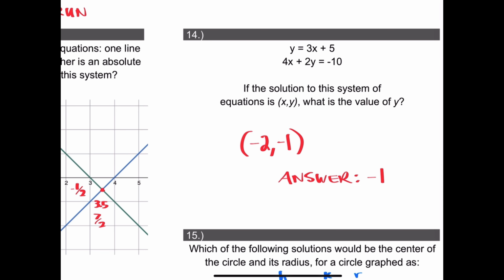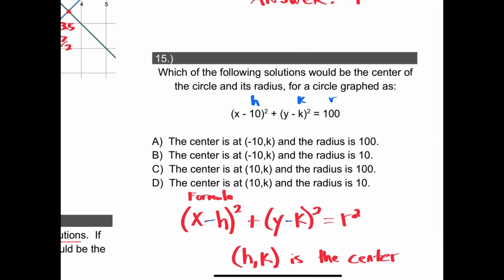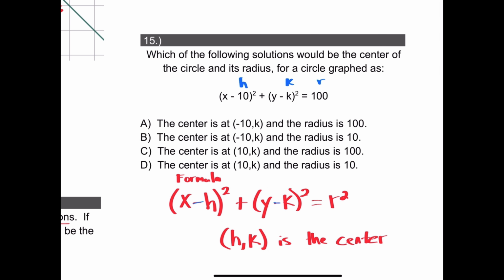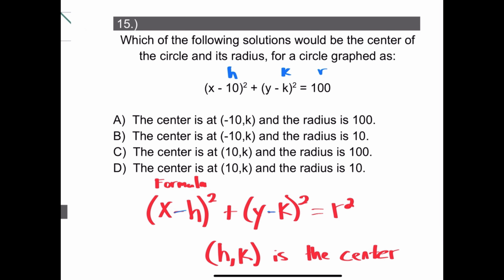And number 15, which of the following solutions would be the center of the circle and its radius for a circle graphed as that equation? Okay, there's a formula for that. I have it written down there below. For that formula, H, K, I have those labeled there. Those are the center of the circle. And then that last number here, R squared, represents the radius.